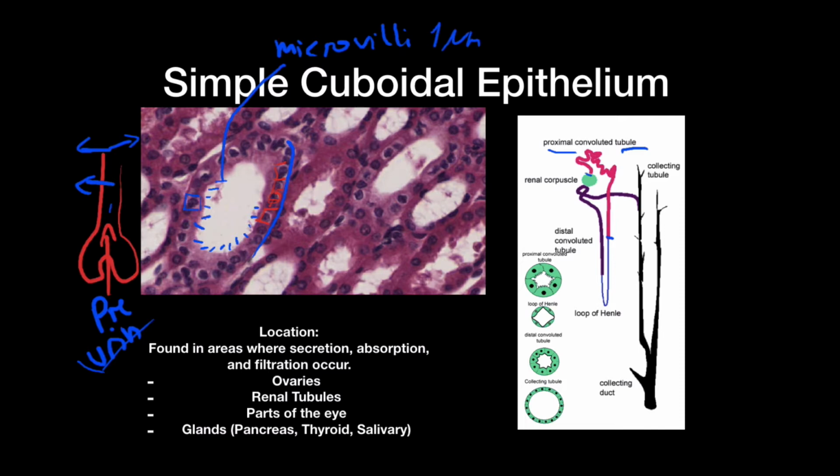Alright, so another place you're going to find simple cuboidal epithelium is usually in the ovaries. You can also find them in part of the eye, but you're also going to find them in glands. Alright, so you're going to find them in endocrine and exocrine glands. I'll talk more about that later. Alright, so that is simple cuboidal.